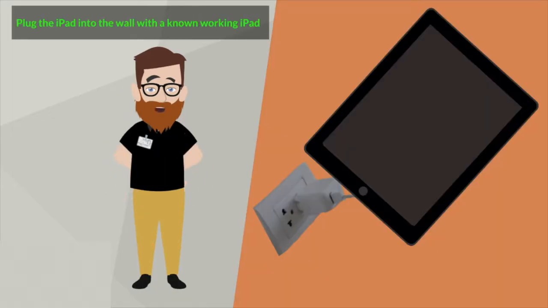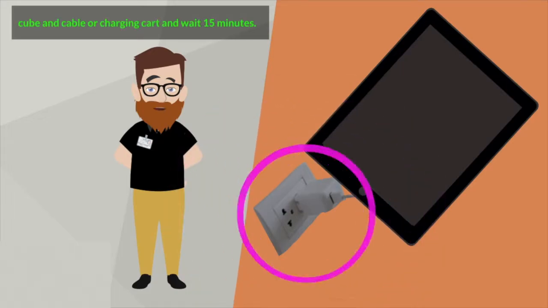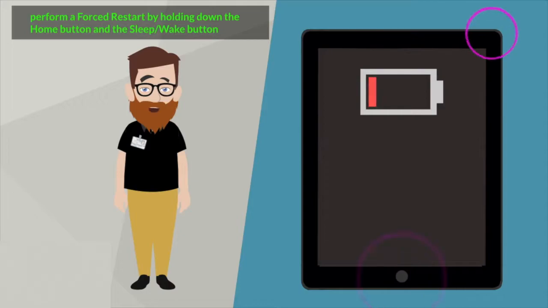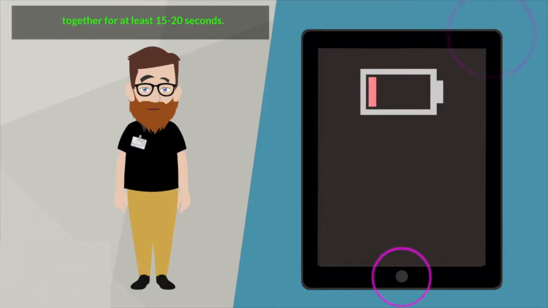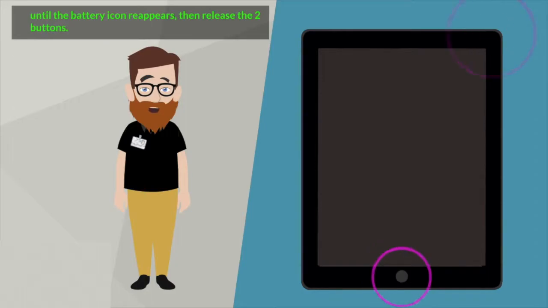Plug the iPad into the wall with a known working iPad cube and cable or charging cart and wait 15 minutes. If you cannot see any charging indicator or battery icon on the iPad screen after 5 minutes, perform a forced restart by holding down the home button and the sleep-wake button together for at least 15 to 20 seconds. Please note the battery icon will disappear and reappear. Continue holding down these buttons until the battery icon reappears, then release the two buttons.